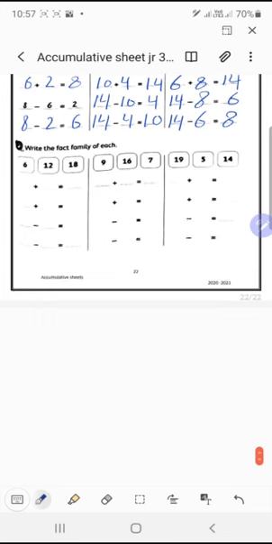Now write the fact family of each of these three numbers. We have 6, 12, and 18. And we have here the plus sign. Where is the greatest number of them? 6, 12, and 18. Yes, 18 is greater than 12 and greater than 6. So we will write it after the equal sign in both plus problems.